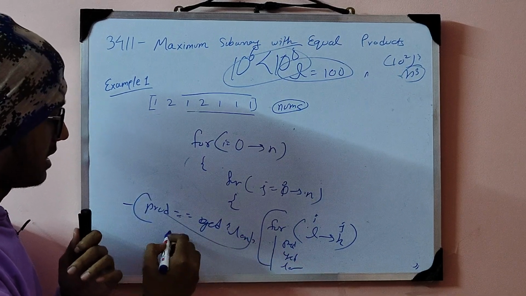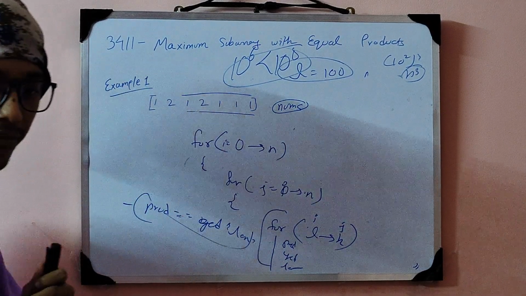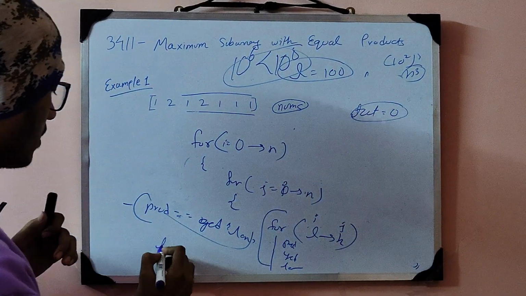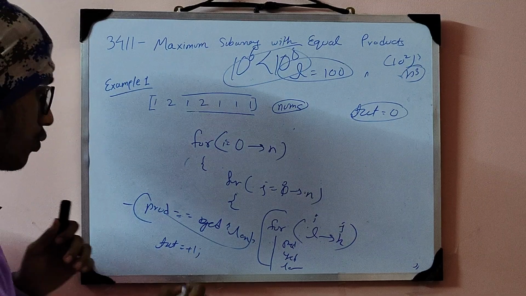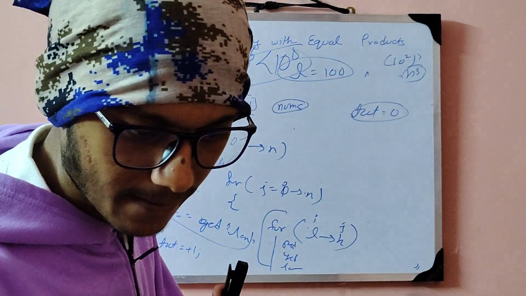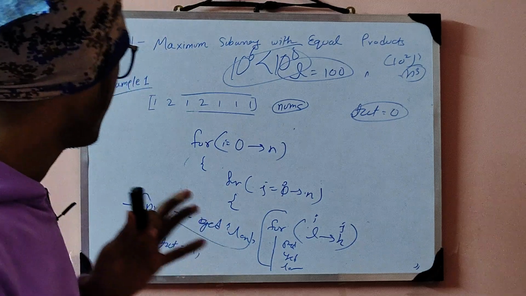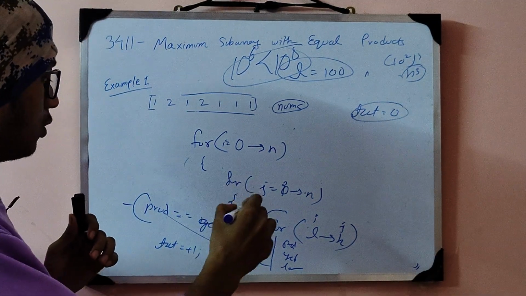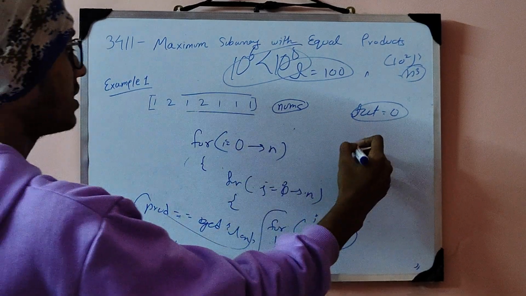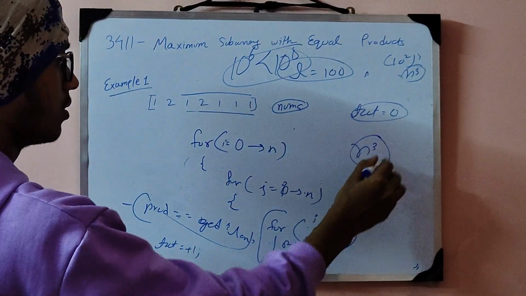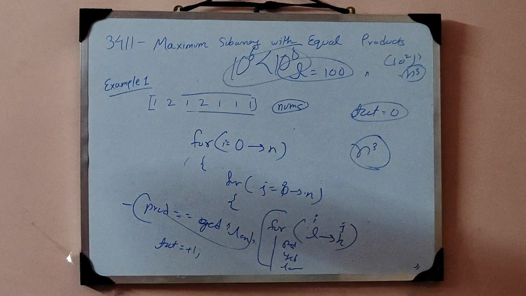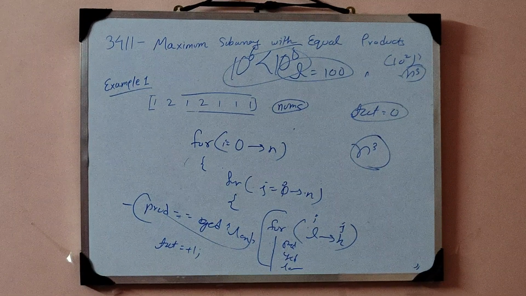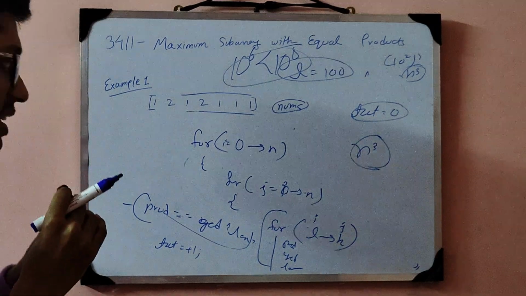And then you will check that the product is equal to GCD into LCM. If it is, then you can take a variable total equal to 0. You can update your total that, yeah, I have found one such possible case. But look at the time complexity. The time complexity is n cube, right?